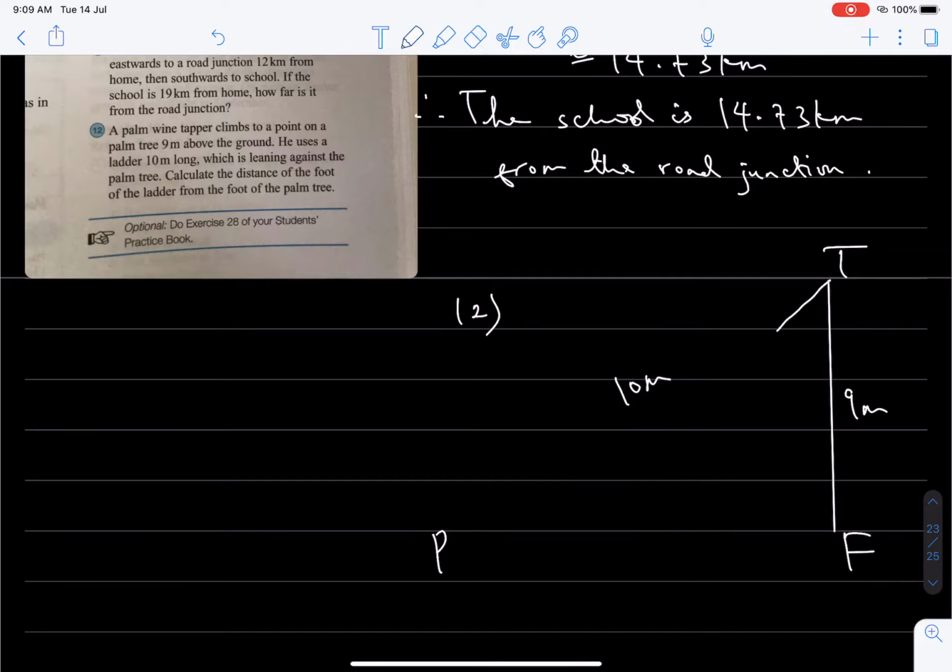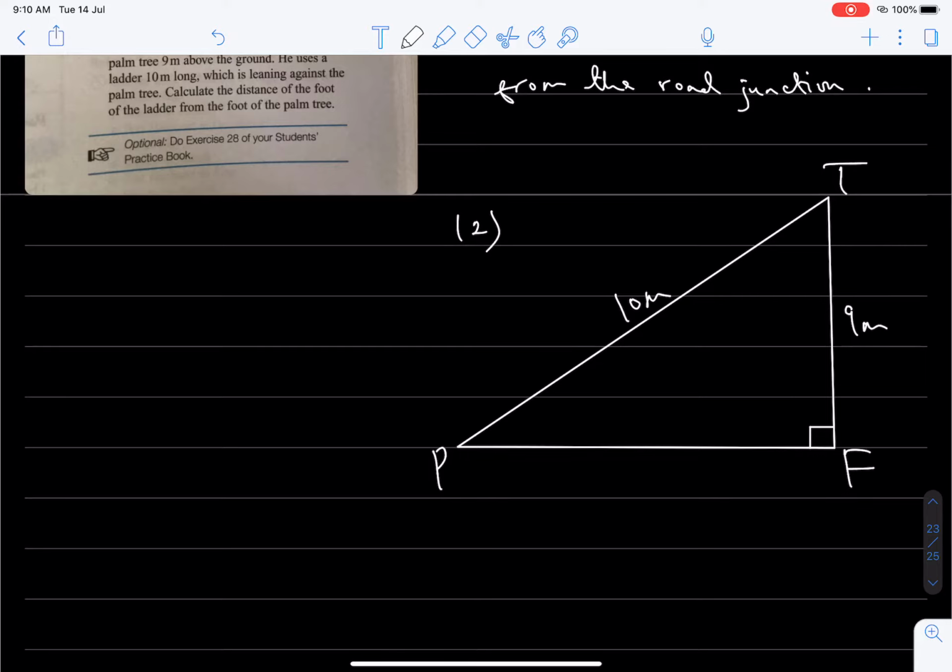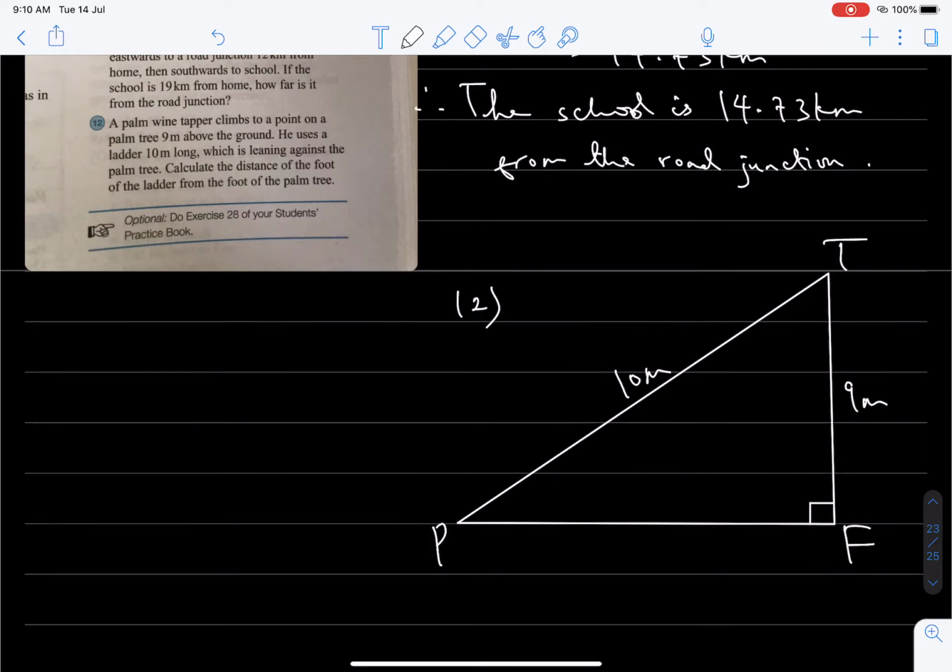The palm tree stands upright, so that angle is perpendicular to the ground, of course. Then there's a right angle at F. Now let's call the distance of the foot of the ladder from the foot of the palm tree X. Let's call that distance X.